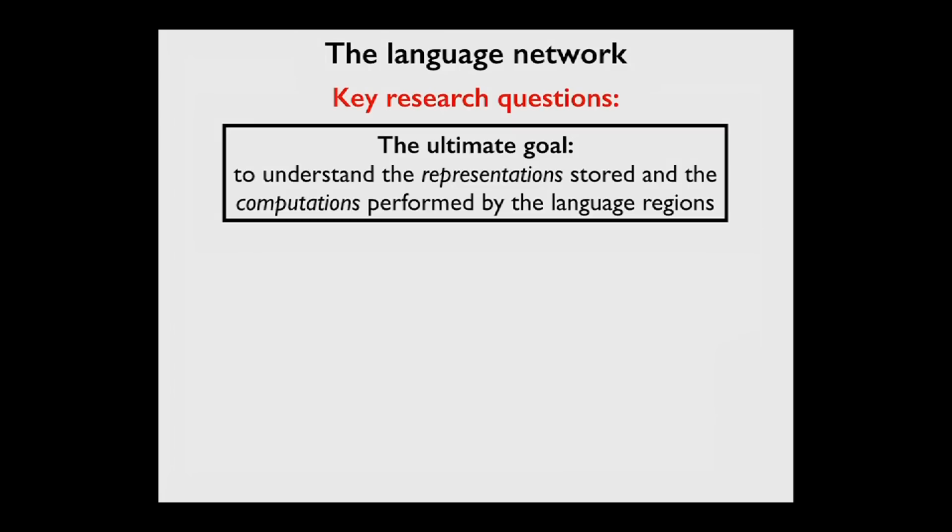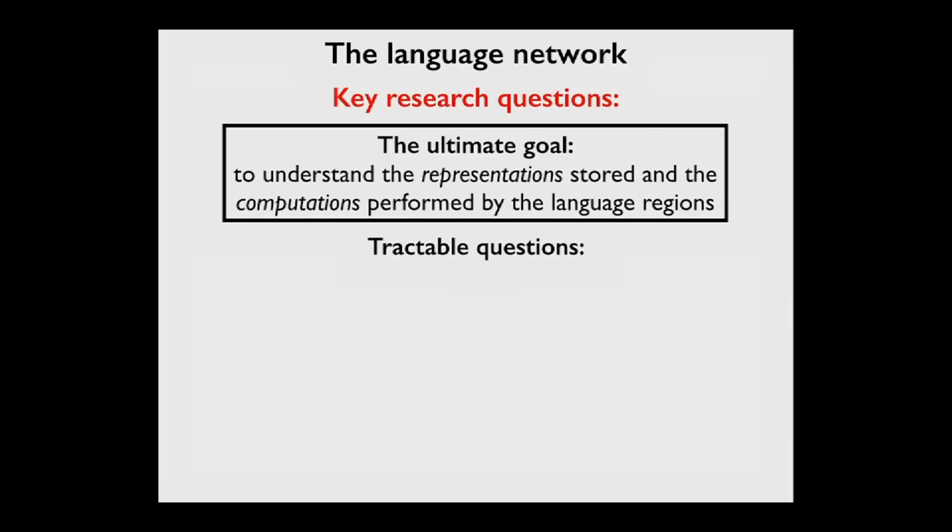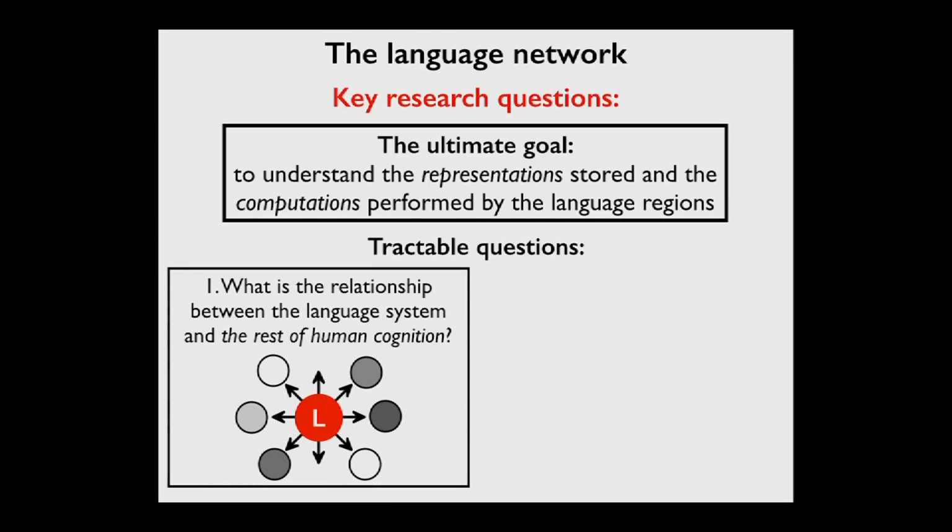So what drives me in my work is the desire to understand the nature of our language knowledge and the computations that mediate language comprehension and production. However, these questions are hard, especially given the lack of animal models for language. And so for now, I settle on more tractable questions. For example, one, what is the relationship between the language system and the rest of human cognition? Language didn't evolve, and it doesn't exist in isolation from other evolutionarily older systems, which include the memory and attention mechanisms, the visual and the motor systems, the system that supports social cognition, and so on.